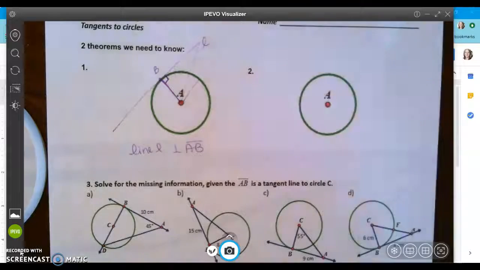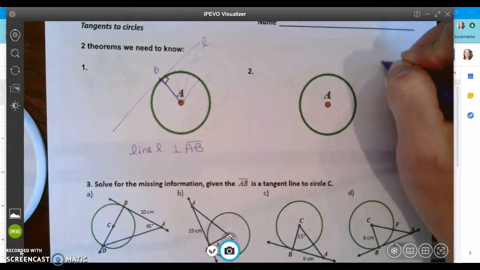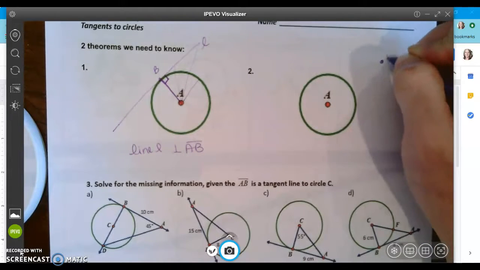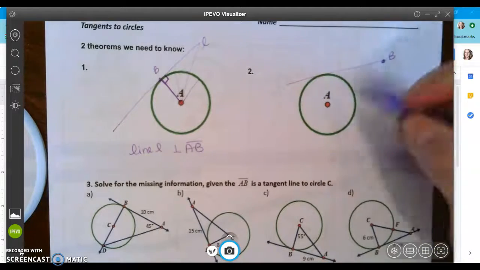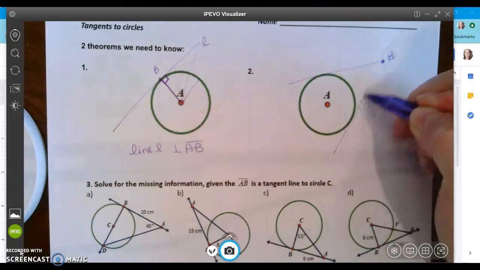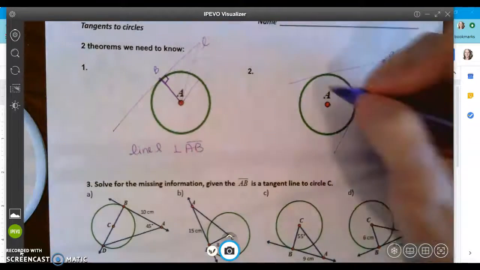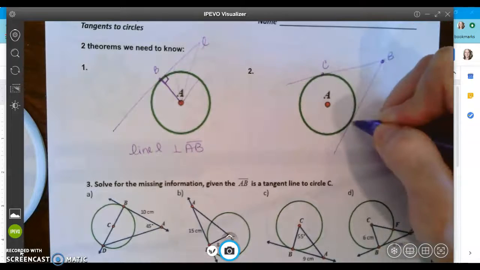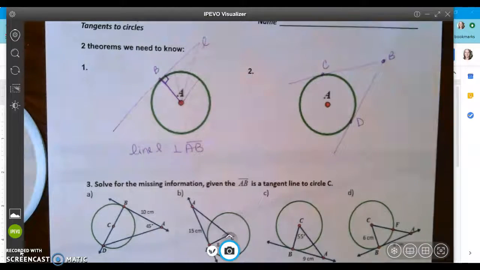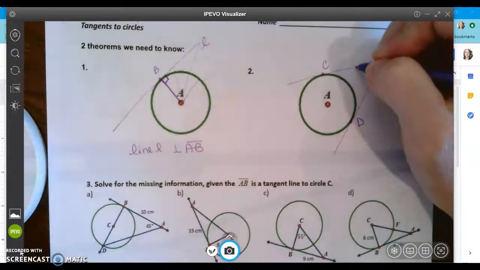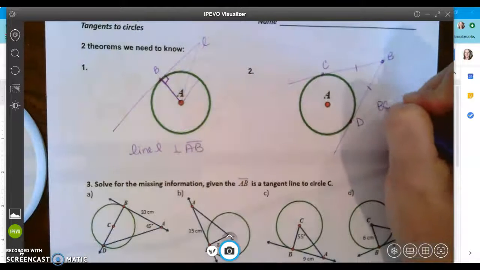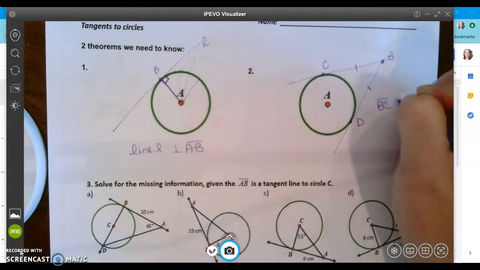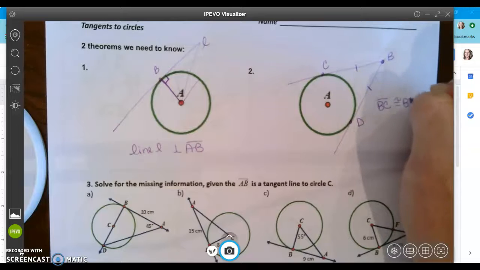The second thing we need to know is if we have a point, let's call it point B, and we draw both lines of tangency that are possible to draw to point B, let's label the points of tangency C and D, it will create congruent segments. This segment is congruent to this segment. BC would be congruent to BD.